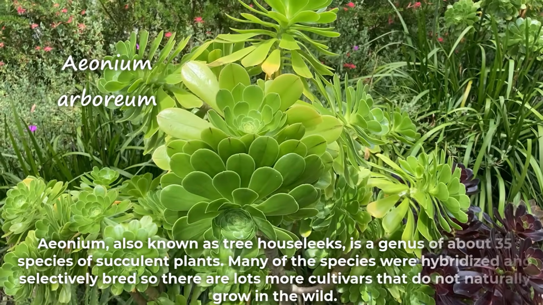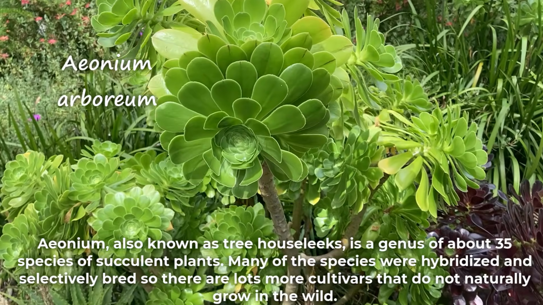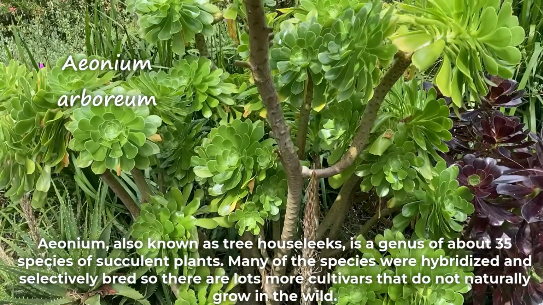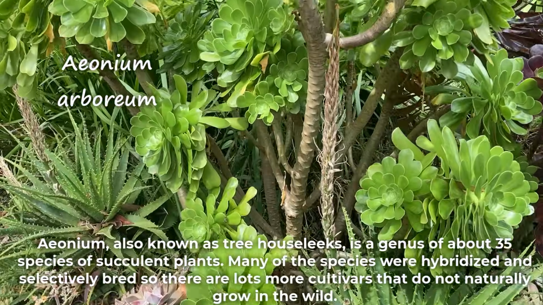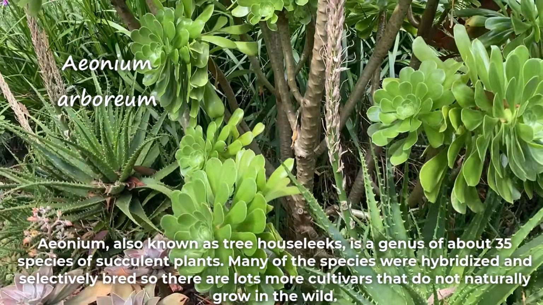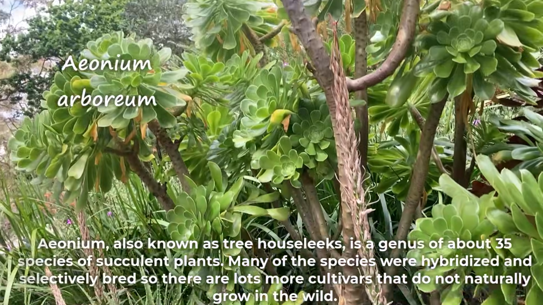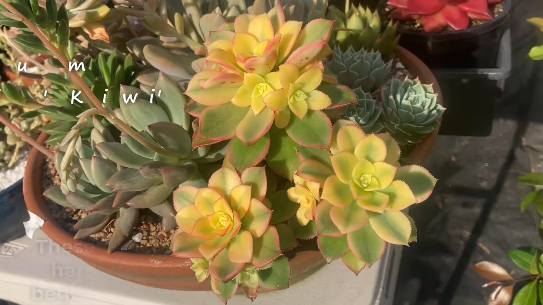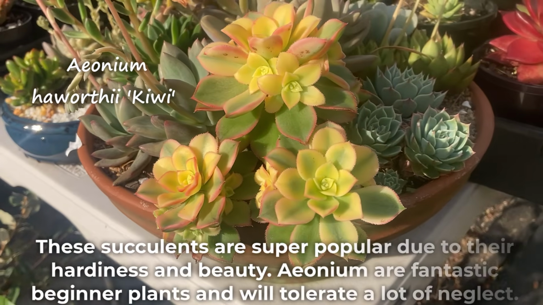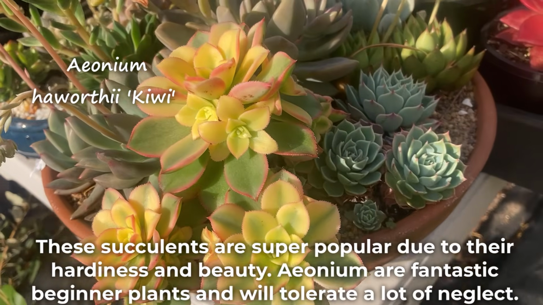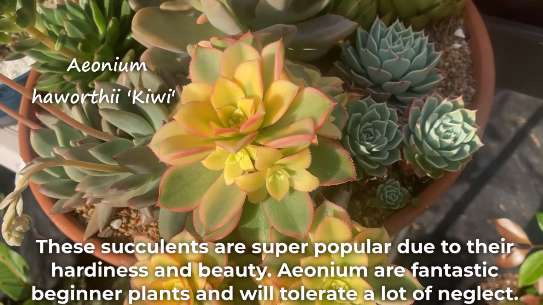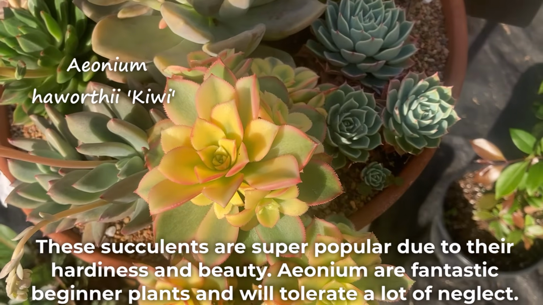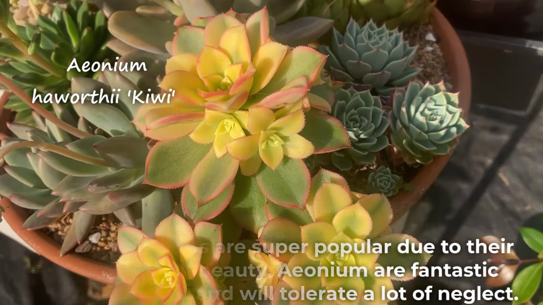Aeonium, also known as tree house leeks, is a genus of about 35 species of succulent plants. Many of the species were hybridized and selectively bred, so there are a lot more cultivars that do not naturally grow in the wild. These succulents are super popular due to their hardiness and beauty. Aeonium are fantastic beginner plants and will tolerate a lot of neglect.